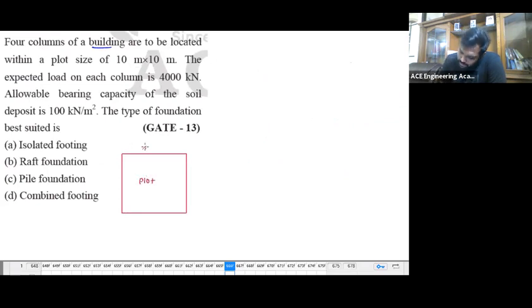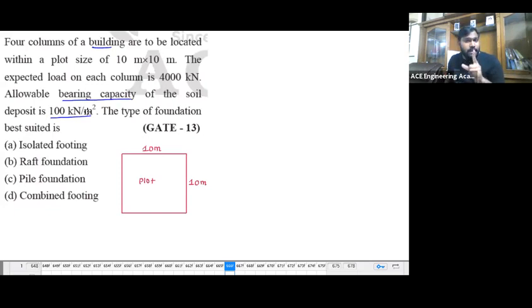The total plot size is 10 meters by 10 meters. Now, the expected load on each column is going to be 4,000 kilonewtons. So how many columns are there? 4 columns. So if I take 4 columns and each column has a load of 4,000, the allowable bearing capacity of the soil is just 100 only.